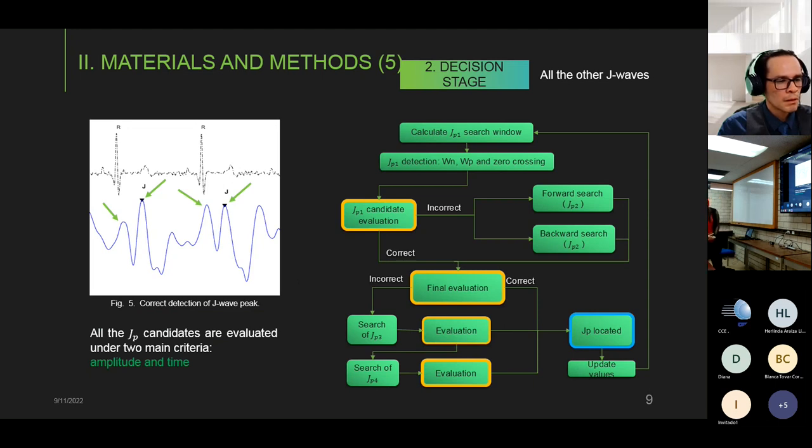The second stage is the decision stage. We first calculate the search window using the average from the previously detected J-waves. Then all the J-wave peak candidates are evaluated under two main criteria, amplitude and time. As you can see in this picture, we must ensure to find the best J-wave location that fulfills all the parameters. That's why this algorithm is designed to perform a forward or a backward search, or to perform a further search in order to find the correct J-wave point. Once the J-wave is located, this process is repeated until all the other J-waves are found.